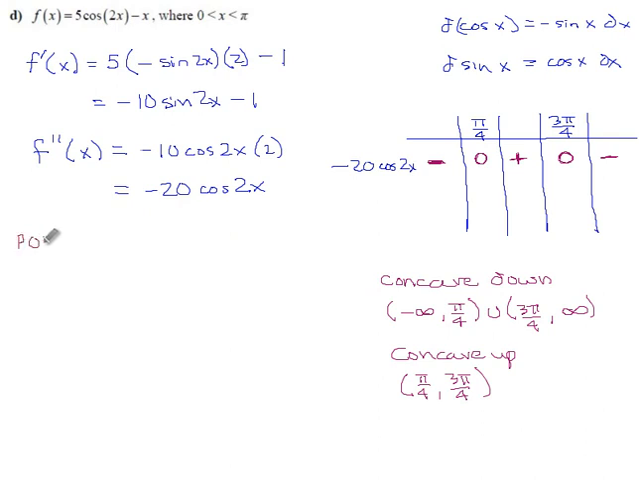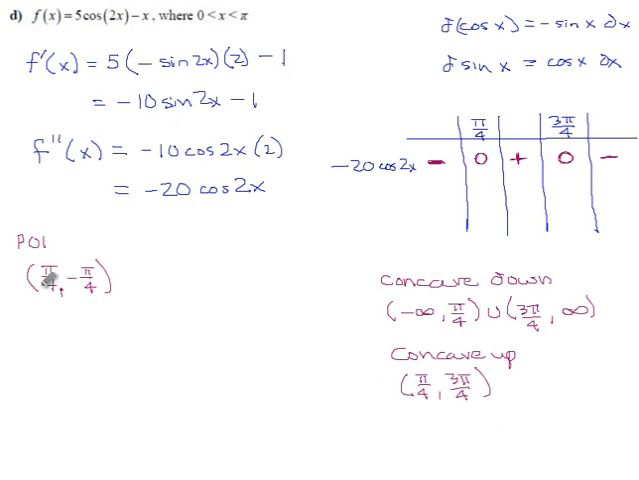Our points of inflection, POI is a common abbreviation for that, is, well, the first one's pi by 4, and if we want a y-coordinate, we have to go back, not to here, this is for concavity, not to here either, this is for slope, up to here if you want an actual position. And we put in pi by 4, we get, pi by 4 is 45 degrees, double it, you get 90 degrees, cosine of that is 0, times 5 is still 0, minus pi by 4, sorry, comma, minus pi by 4.